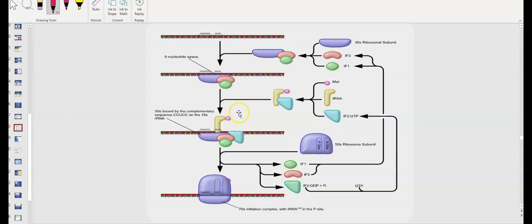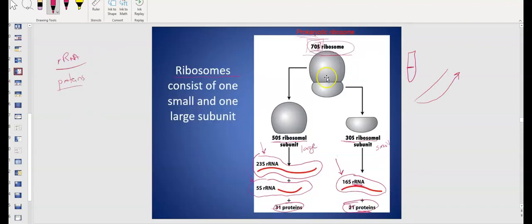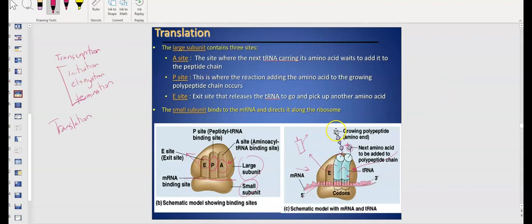All right, so we're getting a little complicated here, but I don't want you to memorize all this stuff. I'm just showing you what's going on so that it's not such a magic show. So here's our small subunit, 30S ribosomal subunit. Again, we're talking about 30S, so that's in bacteria, not eukaryotes.